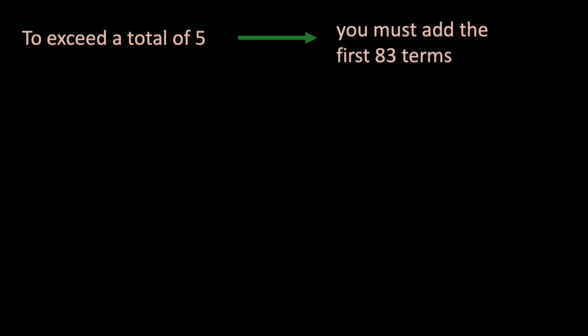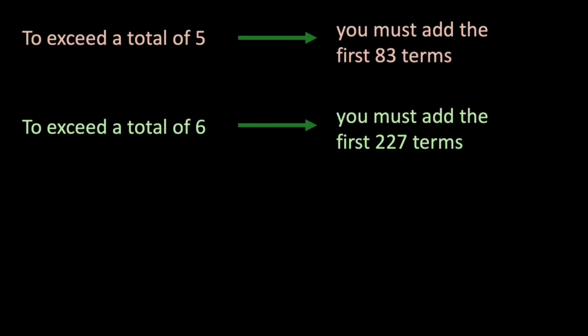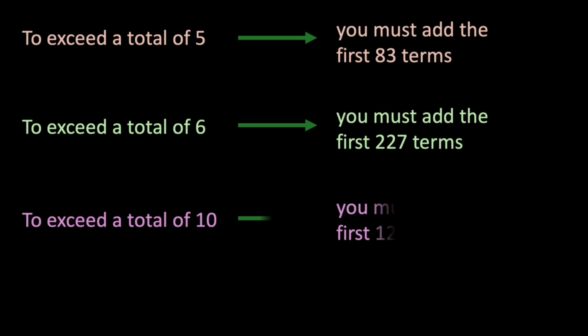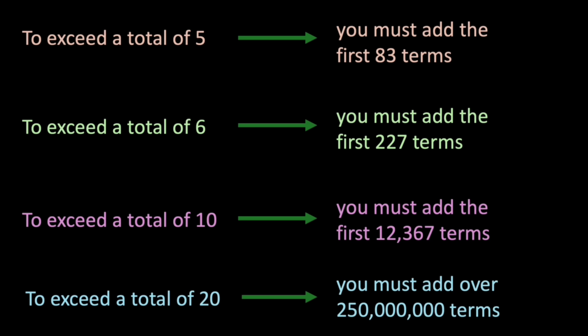And to emphasise just how slow, to exceed a total of 5, you must add the first 83 terms. To get past 6, you must add 227 terms. To reach 10, you must add over 12,000 terms. And to reach 20, you'll need more than 250 million terms. So surely this series must converge.